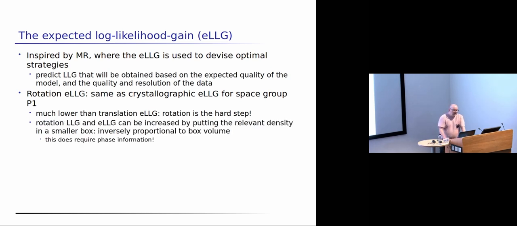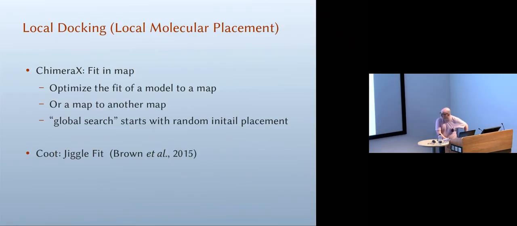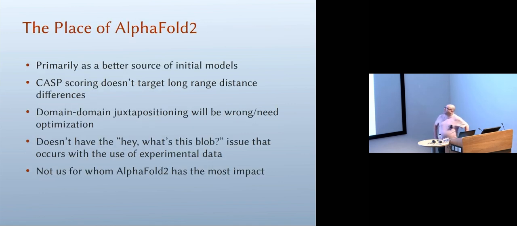Okay. So this has been added into, or made available as, a tool for ChimeraX, and I let you know that it exists, but I haven't used it myself. Coot has the jiggle fit solution also, if you don't want to use MolRep, if you want to use pure Coot. But on top of this, there's also a solution called fit in map in ChimeraX. You can fit a model to a map or a map to another map. Global search does as Coot does, starting with a set of initial models in random orientations.